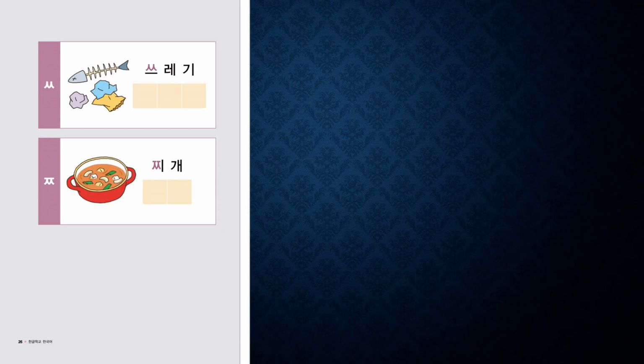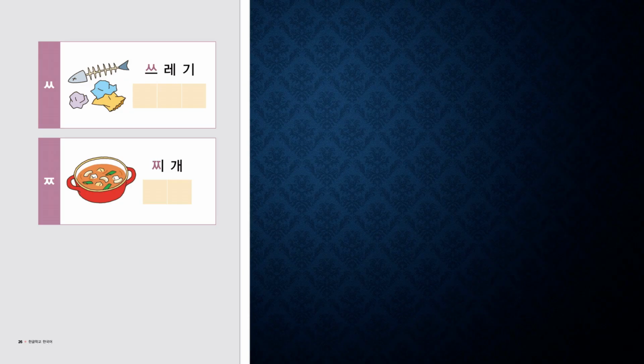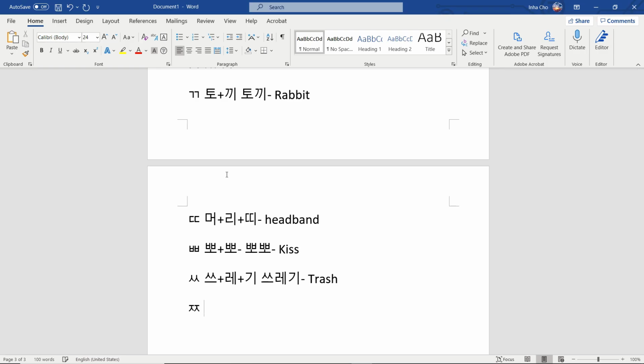Alright, page 26. We have 쌍시옷, 스 plus 레 plus 기. 쓰레기, which of course is trash. And finally, 쌍지읒, 지 plus 게. 찌개, which of course is, it's hard to completely translate this to English, but I say the closest thing is soup.